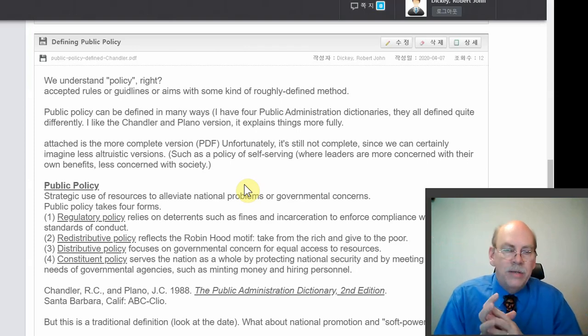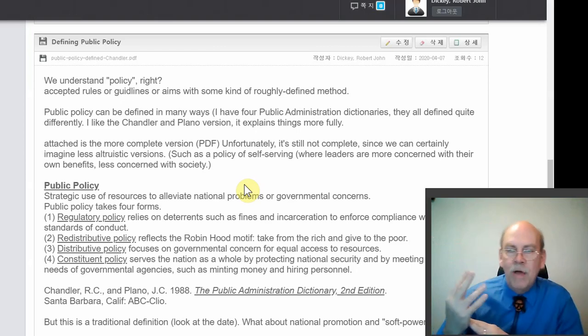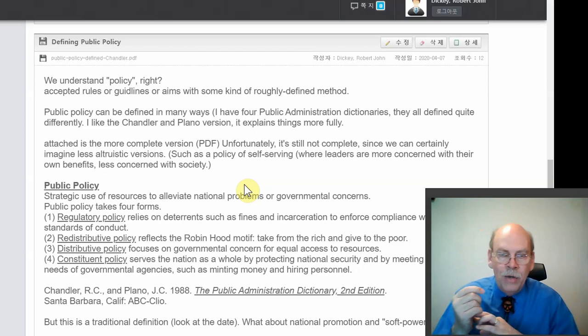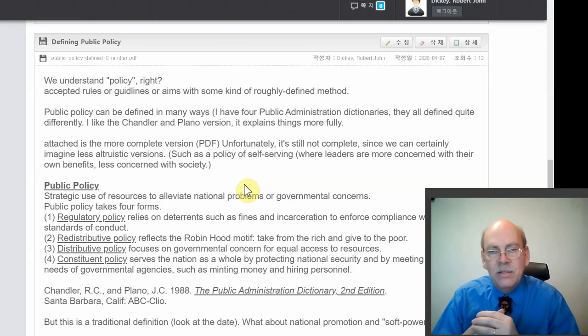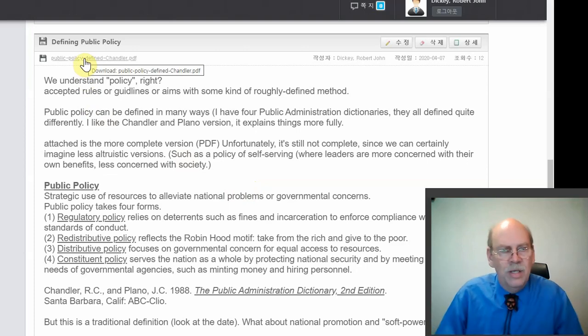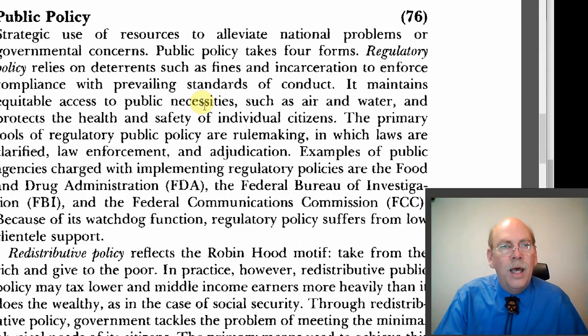Public policy can be defined in many ways. For example, I have four public administration dictionaries in my office. They all define it differently. So I happen to like the Chandler and Plano dictionary that I have. It explains things fully. And that, basically one page but broken on two pages, is attached. You can open it. Here's the cover of the book. You can see it's quite beat up. It's old.